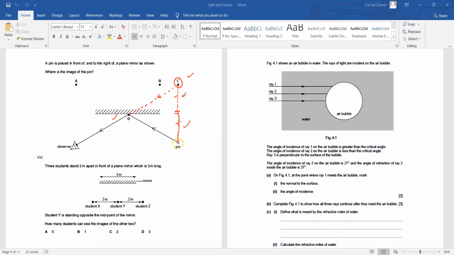But am I being clear? Am I understood? Yes. Then 19. It says 3 students stand 2 meters apart in front of a plane mirror which is 3 meters long. Student Y is standing opposite the midpoint of the mirror. So that is 1.5, okay, here. How many students can see the images of the other two?